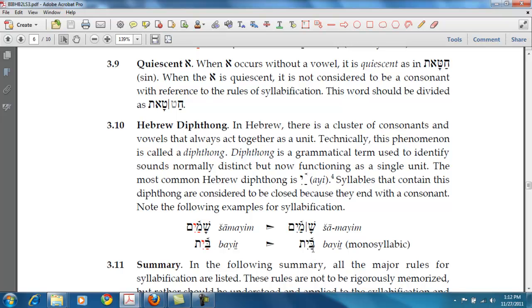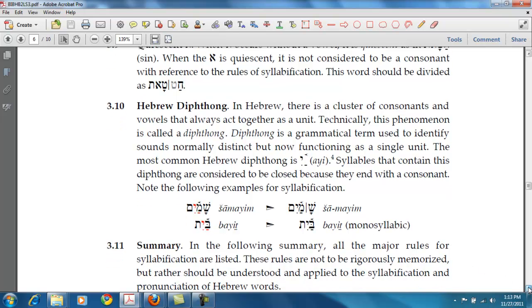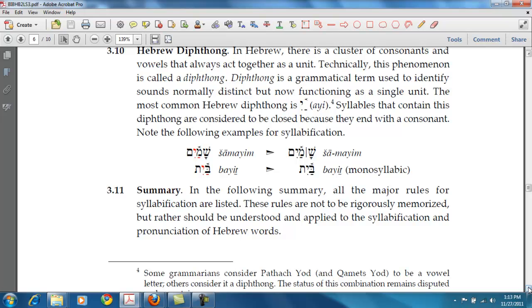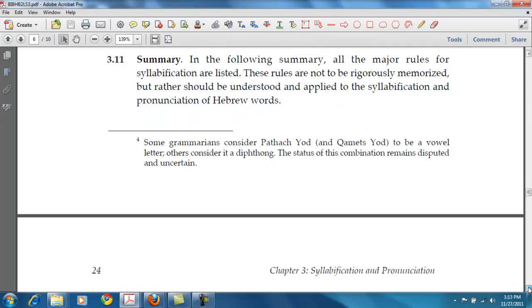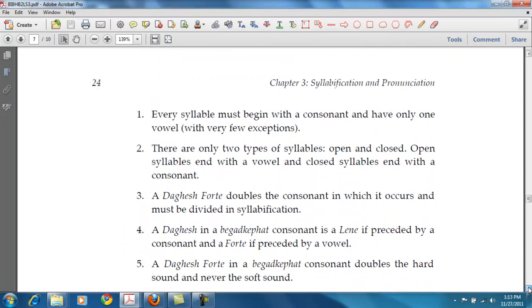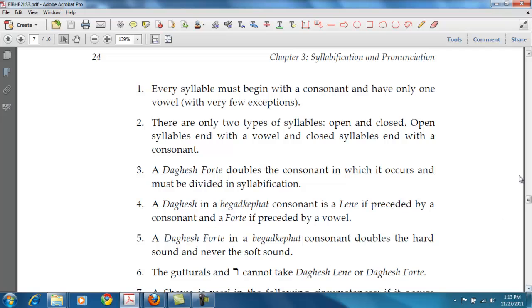This is a dagesh lene in this bait because it's a begadkefat letter, and there's no vocal vowel coming before it. Okay, so let's just summarize everything the last 2 sessions have been about. So in the following summary, all the major rules for syllabification are listed. These rules are not to be rigorously memorized, but rather understood and applied to breaking down syllables and pronunciation of words here. And let's go over everything we studied so far in the last 2 sessions.